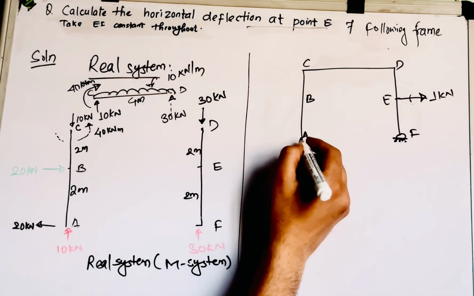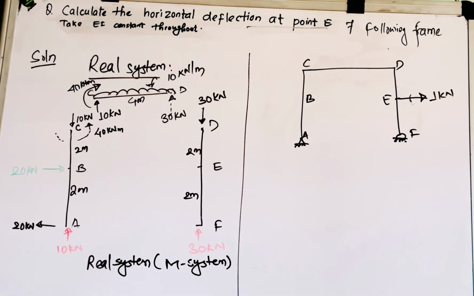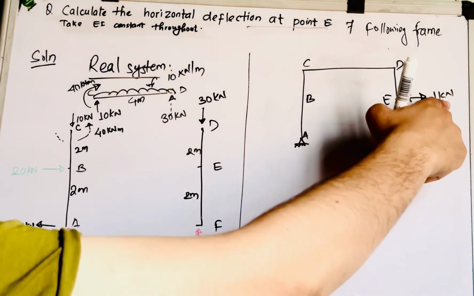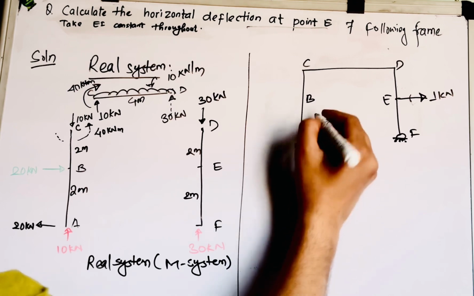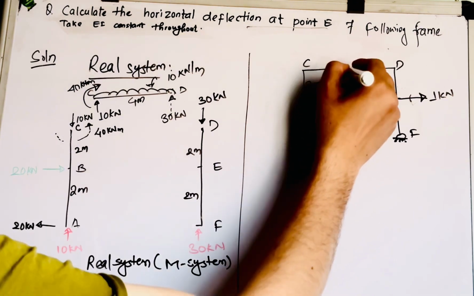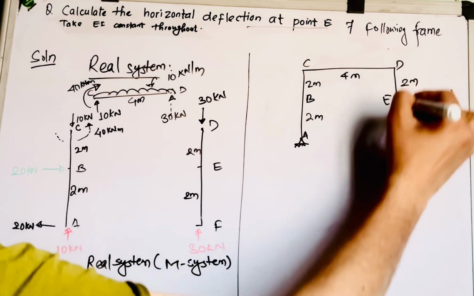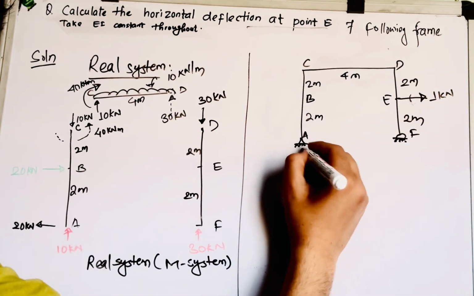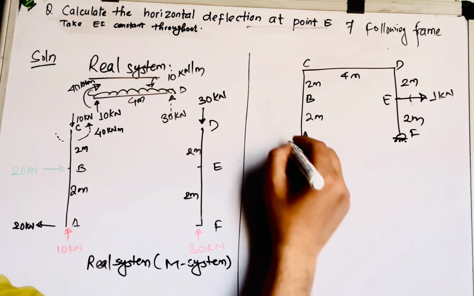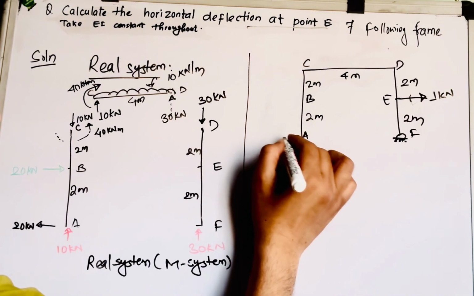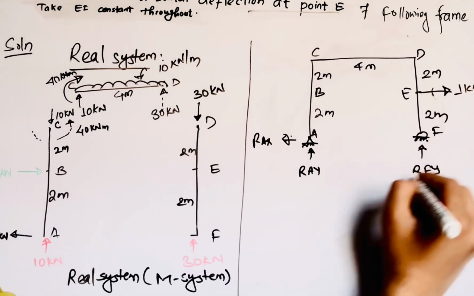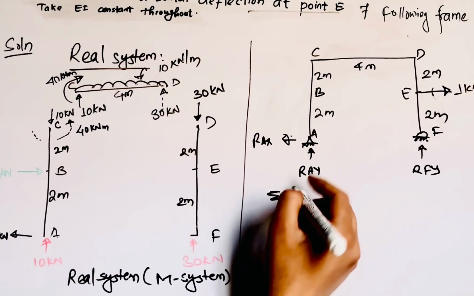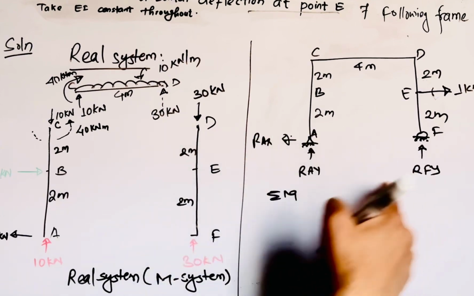Okay, so you have to write the supports as well, and based on that you need to calculate the support reactions of the unit load system or virtual load system. So this is 2 meter, 2 meter, 4 meter, and this is 2 meter, and again this is 2 meter. Let's suppose this be RAY, let's suppose this is your RAX, and let us suppose this be your RFY. If you do the summation of moment, you need to calculate these reaction forces at first.